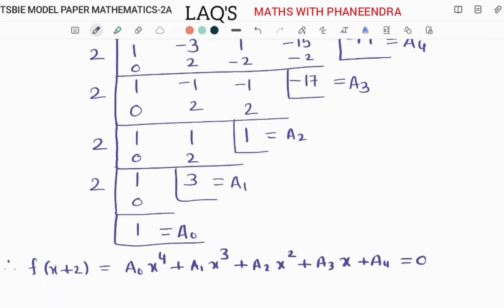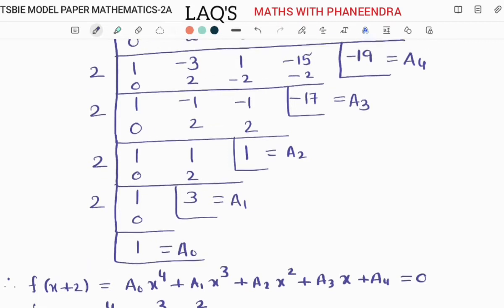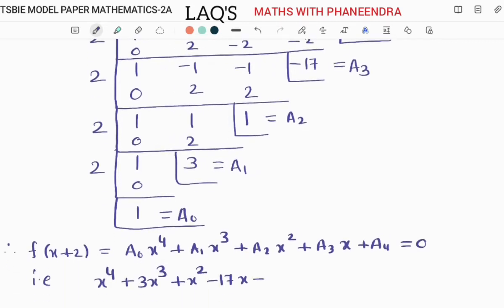That is, a naught means what? 1. 1 into x power 4. A1 value is 3. So plus 3x cube. A2 value is 1. 1 into x square. A3 value is minus 17. So minus 17 into x. A4 value is minus 19. So minus 19 equal to 0. I hope you people understand this, students.